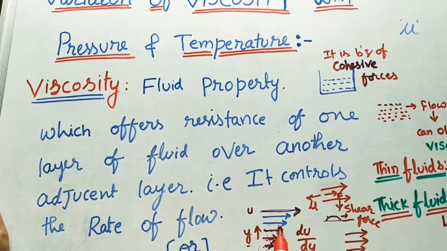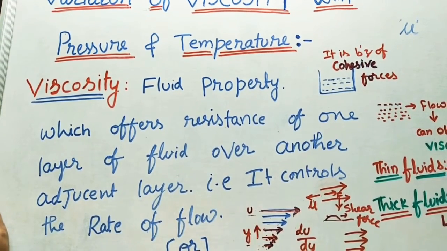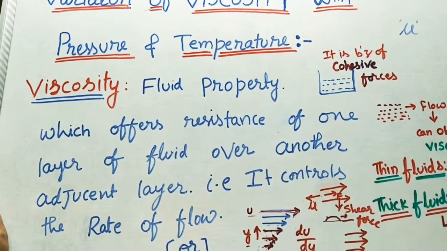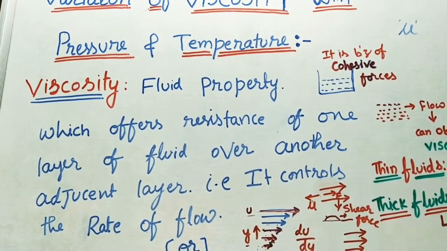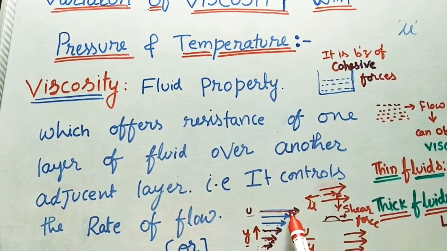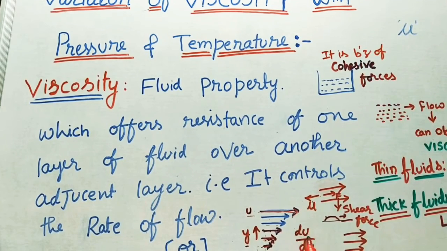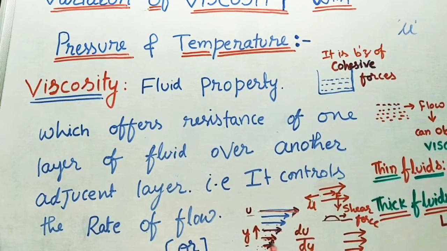If you are taking the third layer, it has a little more velocity compared to that, and if you are taking the top layer, it has a given velocity or free flow velocity. Velocity is decreasing here, and with distance it is increasing. So it is coming like a profile, which we can call a velocity profile. Velocity is changing with respect to the distance.